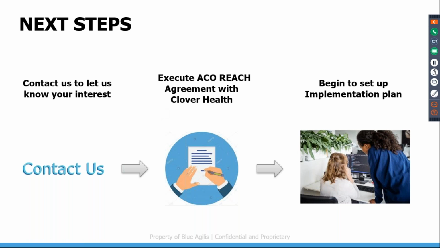So if you are interested in having more of a conversation about how this could help your practice or have additional questions, the next steps would be, like I said, we'll have our contact information at the end of this presentation. You can contact us, let us know you're interested. After that, you have to sign the ACO REACH agreement with Clover Health. And then we will begin to work with you to set up an implementation plan before the performance period begins January 1st. So you are ready to go when that starts.